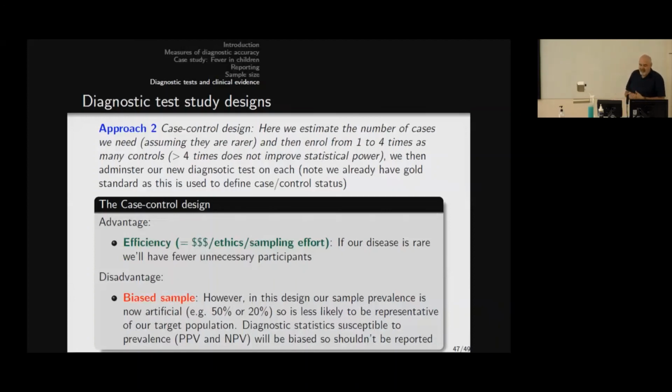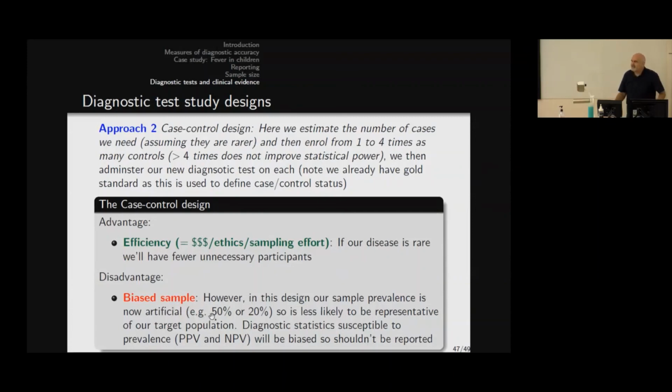Particularly if a test is invasive, we don't want to test people unnecessarily. It's also going to be a lot cheaper and a lot less effort on our part. So in other words, we might need 200 people as opposed to 200,000 people. It really is a much more efficient design. However, the disadvantage, and this is the disadvantage of case control studies as a general rule, is that they might represent a biased sample.